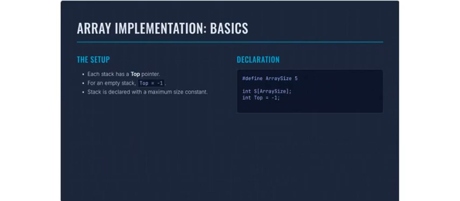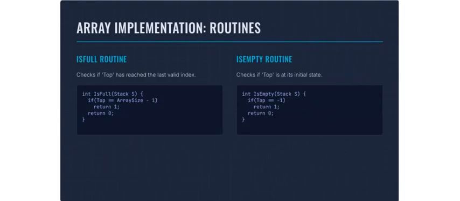And now we can see routines for full and empty in this array implementation, and this is very important. In isFull, the top is array size - 1, meaning the array is full, so we cannot push any content there. Similarly, in isEmpty, top is equal to -1, indicating that the stack is empty.